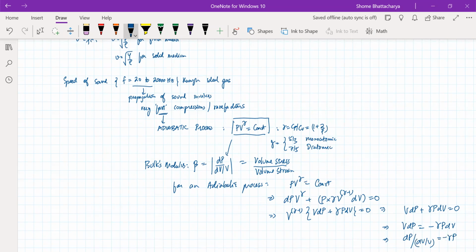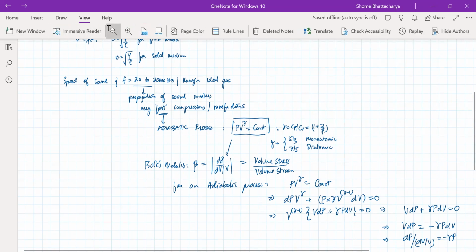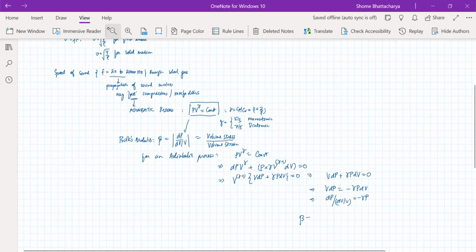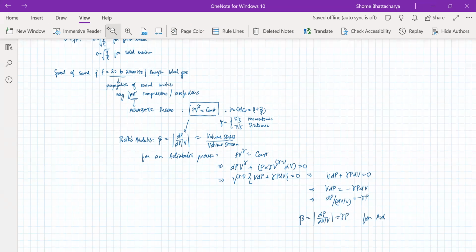So now from this we can understand that the bulk modulus is going to be the mod of this dP divided by dV by V, which becomes gamma P for an adiabatic process. Hence this is also called the adiabatic bulk modulus. Therefore the speed of sound, which is square root of beta by rho, becomes square root of gamma P by rho, and then you use the ideal gas equation.